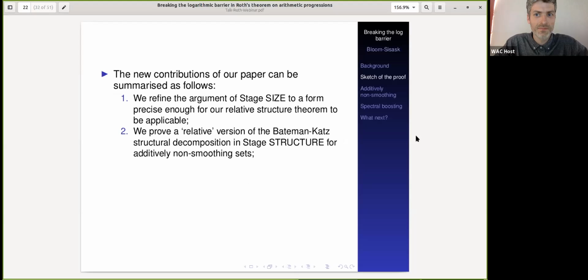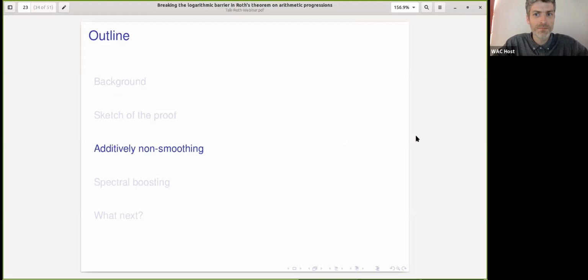Okay. So now let me talk about additive non-smoothing. For this part of the talk, you can now completely forget about the Fourier transform, about 3-term progressions, about density increment, about everything, and it's a purely additive combinatorial type of question now.